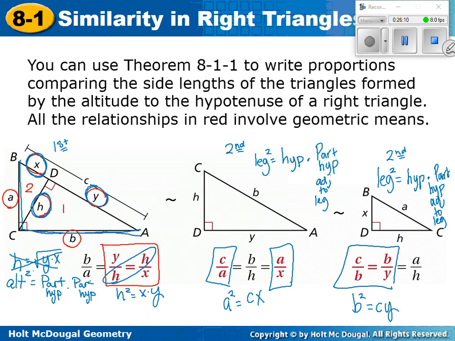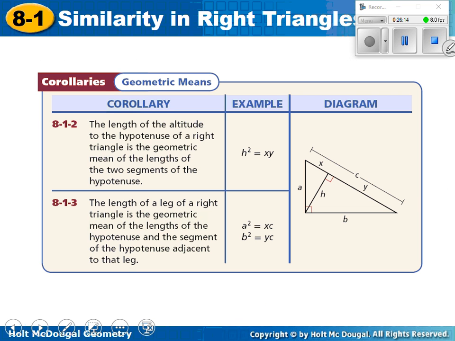So, all of that to show you this. These are your 2 shortcuts. These 2 shortcuts only work if you have what kind of triangle? Right triangle. And in that right triangle, you have to have drawn an altitude to the hypotenuse. If that's not true, you cannot use these shortcuts.